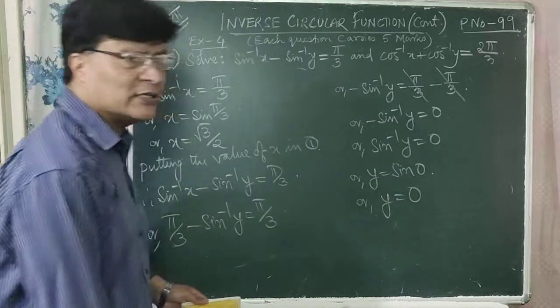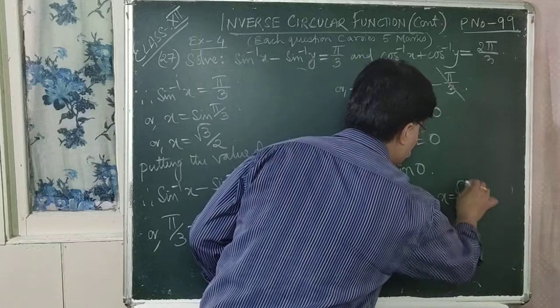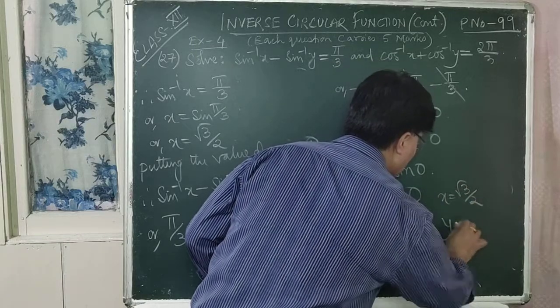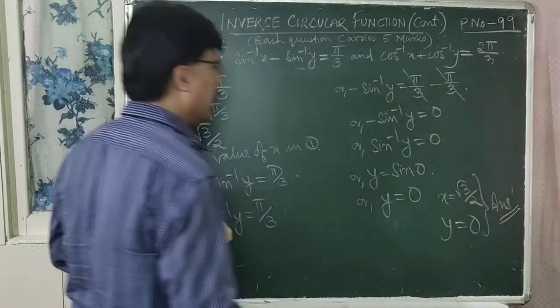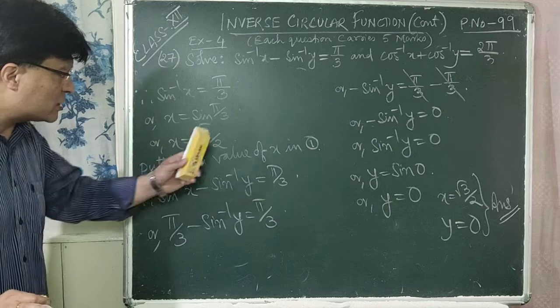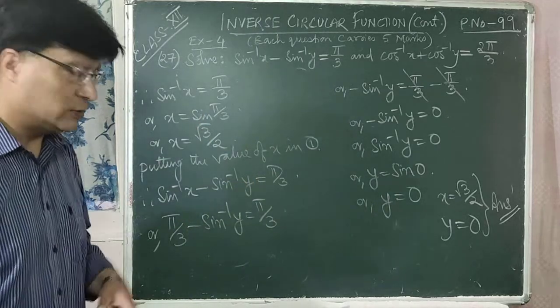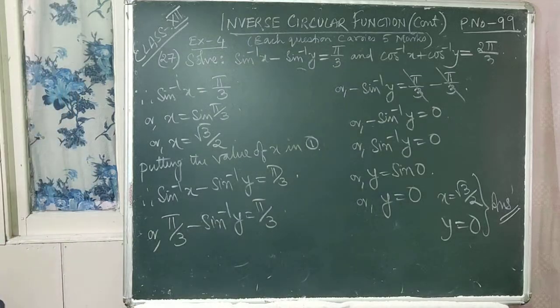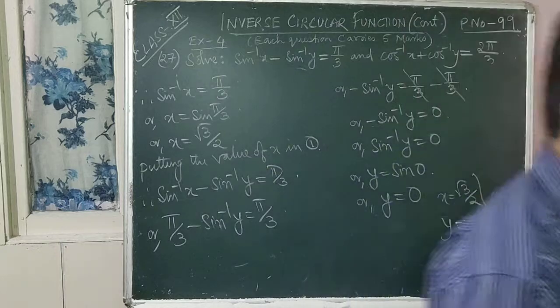So which are the answers here now? You have to write down the answer now. So x is equal to root 3 by 2 and y is equal to 0. So these are the answers. Is that clear to all of you? That is x is equal to root 3 by 2, and what is y? It is 0. So this is the answer. So you can copy it. We'll do the next question now.